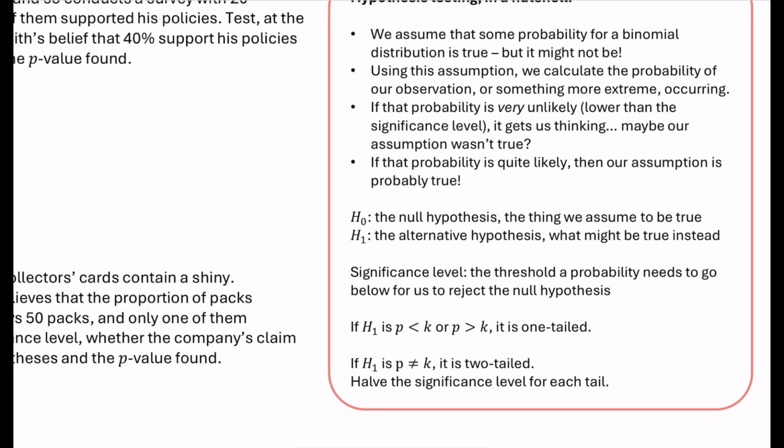And then a little bit about one-tailed and two-tailed tests. If our alternative hypothesis is a probability being less than something or greater than something, it's just a one-tailed test. If our alternative is that the probability is not the thing that we are assuming it to be, then it is a two-tailed test, and we simply halve the significance level for each tail.